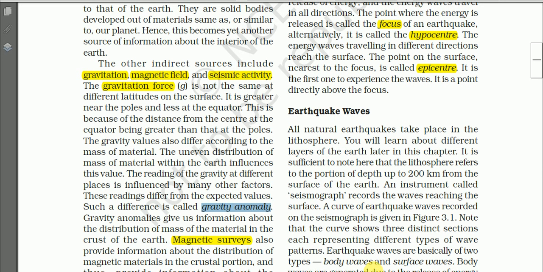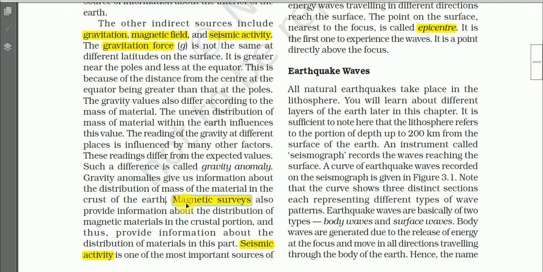Gravity anomaly, as mentioned here. So gravity anomaly is the difference between the expected values and the reading values. And gravity anomalies give us information about the distribution of mass of the material in the crust of the earth. So by analyzing the gravity anomaly, we can understand the nature of the earth interior, that means its density.